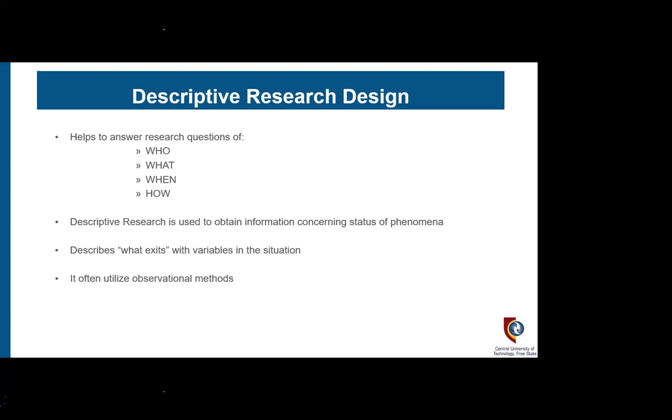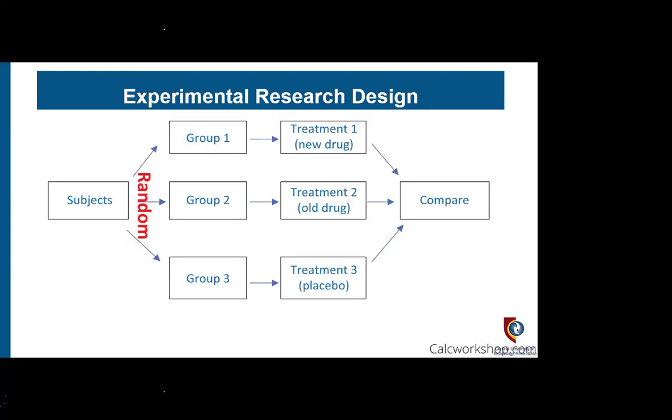Descriptive research design is used to obtain information concerning the status of the phenomenon. It describes what exists with variables in a particular situation. And it is often utilized with observational approaches or modalities if you are conducting your study. This is not all. I said that we have so many.